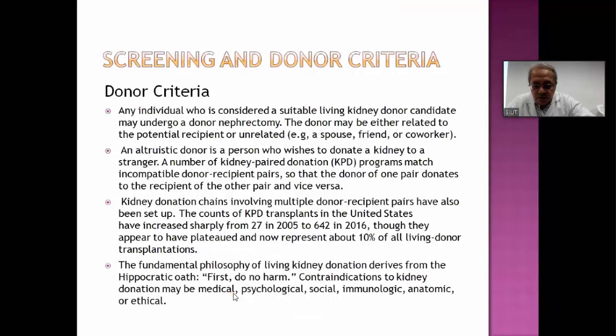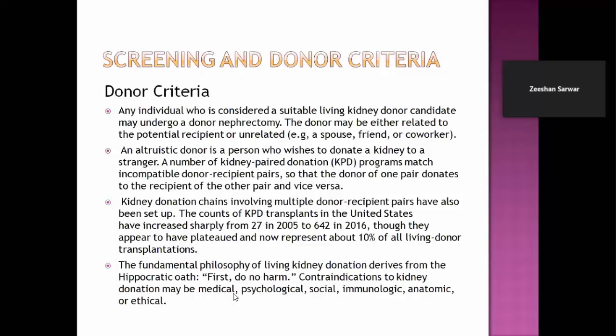So you see, we have to take care of a lot of things which are related to donation, and they might be medically appropriate, but they might not be ethically or socially appropriate. For instance, this second point in your slide, an altruistic donor is a person who wishes to donate a kidney to a stranger. Now, this has to be something which relates to the society. This has to be something which relates to the understanding of the whole process of the society.